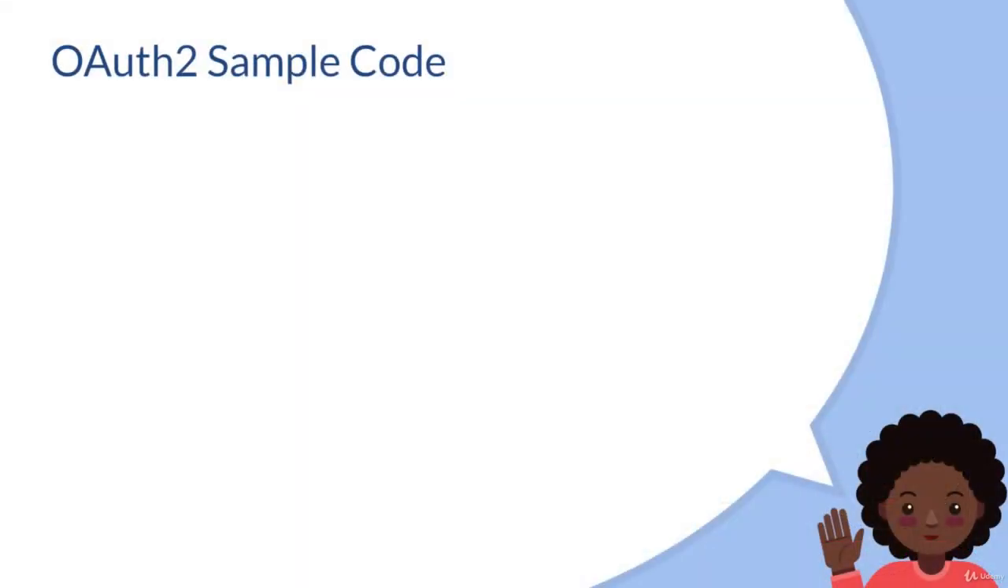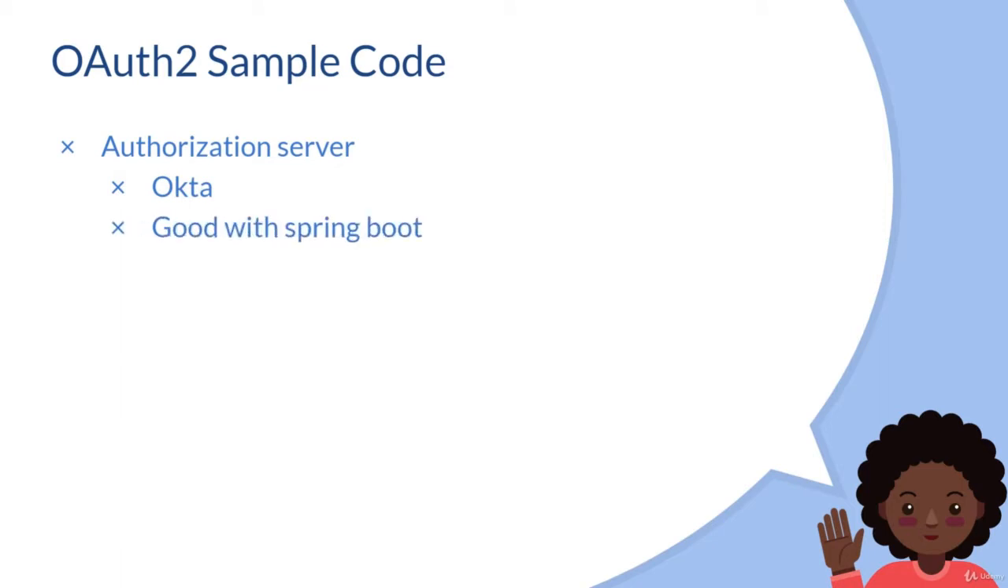In this sample code, we will need an authorization server. In this case, we will use Okta. It has good integration with Spring Boot and is available on the free tier. To use Okta, we will use Spring Security. The current project, API Security, is not using Spring Security, so we can learn more detailed concepts and implementation.